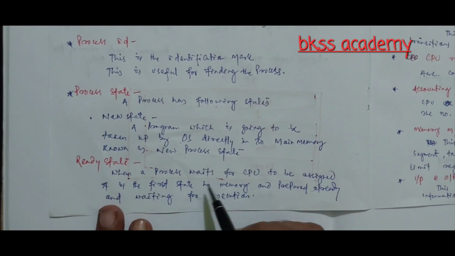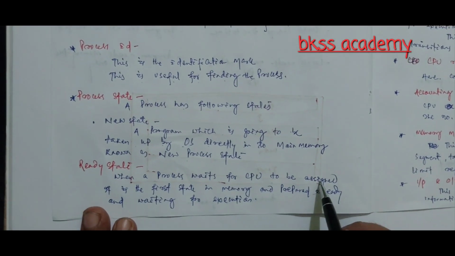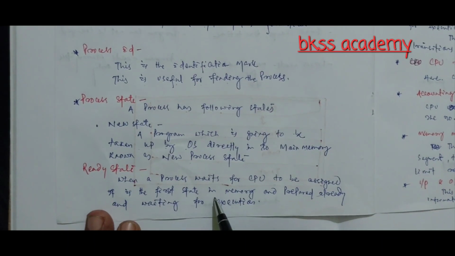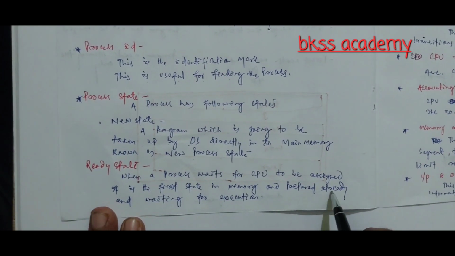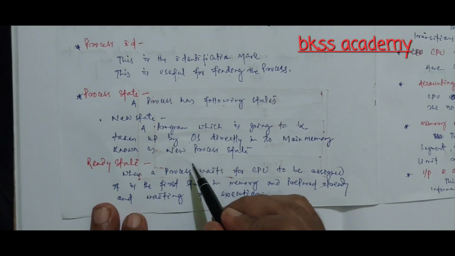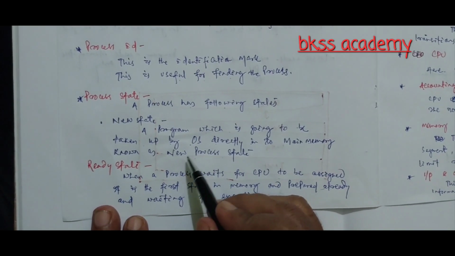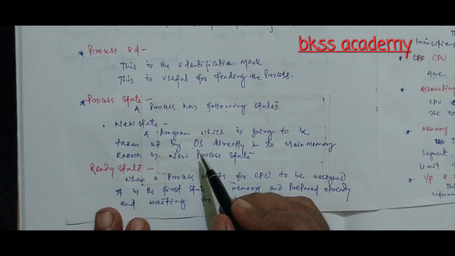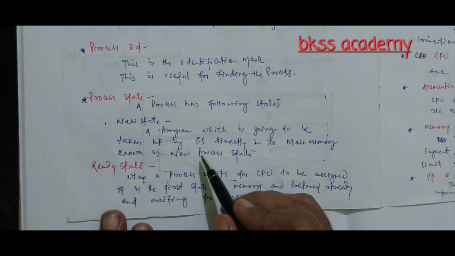Ready state: when a process waits for the CPU to be assigned, it is the first state in the memory, prepared already and waiting for execution. A process which is ready for execution is called the ready state of the process.